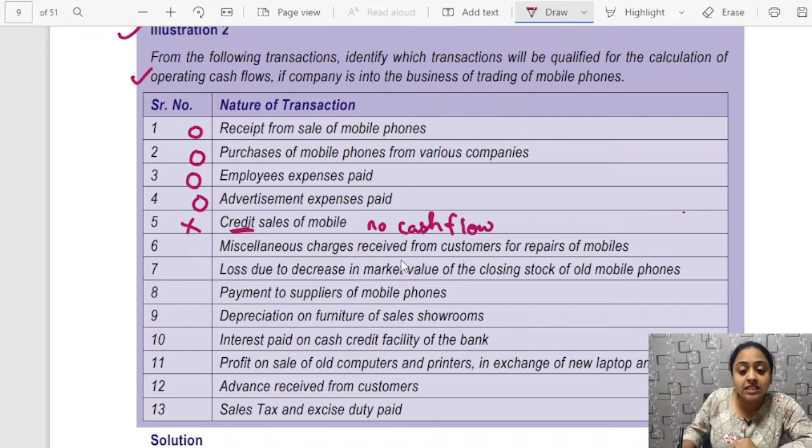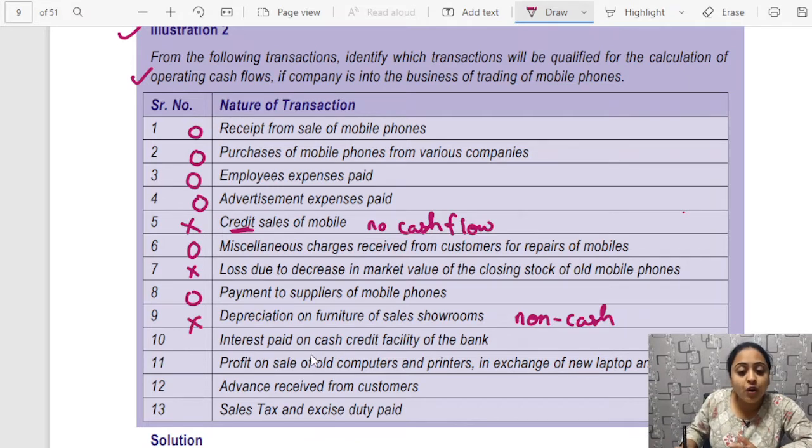Miscellaneous charges received from customers for repair of mobile phones. Yes, operating. Loss due to decrease in market value of the closing stock of old mobile phones. Then such loss is non-operating. Payment to suppliers of mobile phones, operating. Depreciation is non-cash.